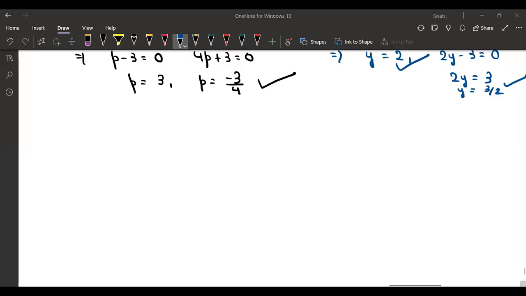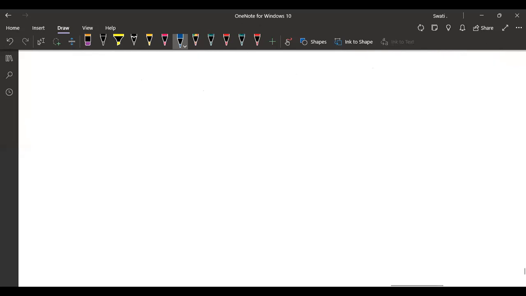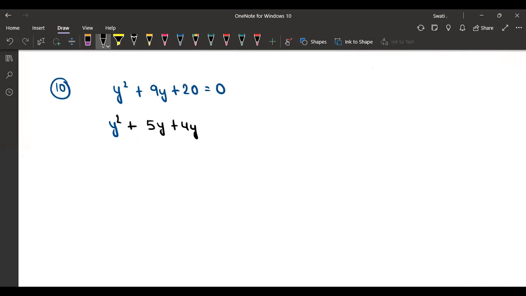So in the 10th question, we have y square plus 9y plus 20 is equal to 0. I'll just write this down again. And here, of course, the product is coming 20. So I can write 9y as 5y plus 4y, right? Because that is also giving me 5 plus 4, 9, and 5 times 4 is 20. Okay, so we have done the middle term split, and now plus 20 is equal to 0.